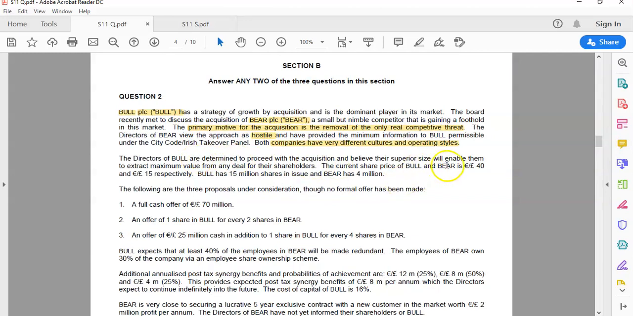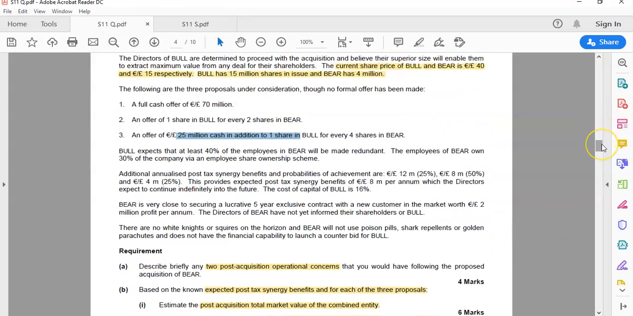Share price of Bull and Bayer are 40 and 15 respectively, and the number of shares is given. So you have their standalone market values from here. We're going to use that as the starting point. There are 3 possible proposals for consideration: an all cash offer, an all share offer, and a cash plus share offer. And you should have a cheat sheet done out now around what the different pros and cons of cash or shares or a combination are, so you can refer to it if you're doing an exam question like this. It's not that it's going to do the question for you, but it's going to be a memory aid to help you along.